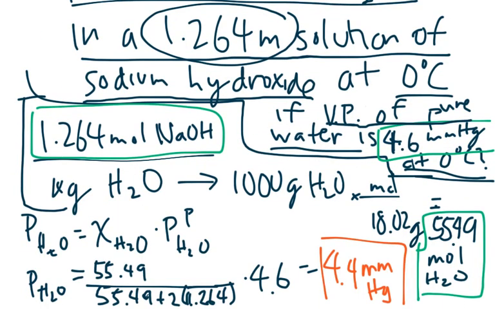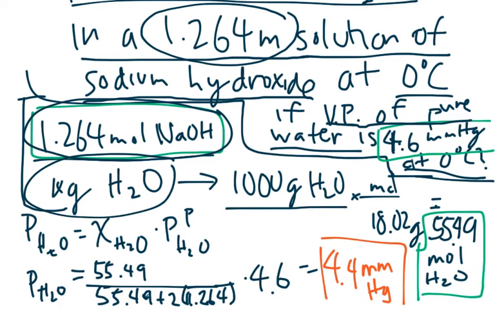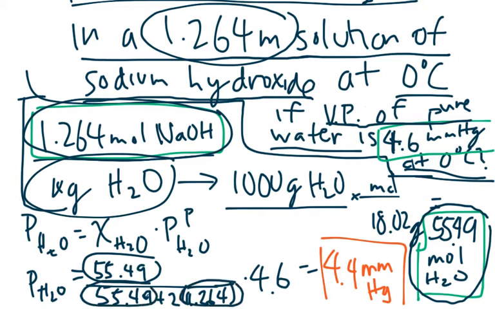We need to find the mole fraction somehow, and we have the moles of NaOH. And we technically have the moles of water since we have the kilograms of water. So we just need to convert the grams of water to moles of water, and we end up getting 55.49 moles of water. Now, to find the mole fraction of water, we simply take the moles of water and divide it by the total moles, which is the moles of water plus 2 times the moles of NaOH, since one NaOH can produce 2 particles and the i value is 2. So you simply multiply 2 by the molality to get the moles of particles.